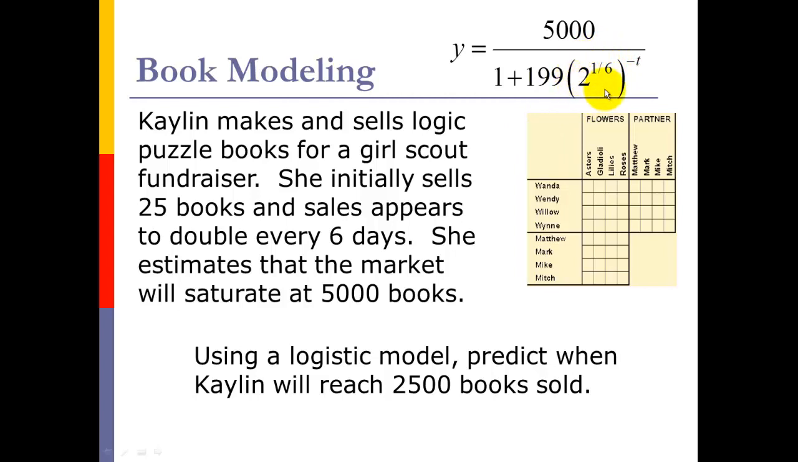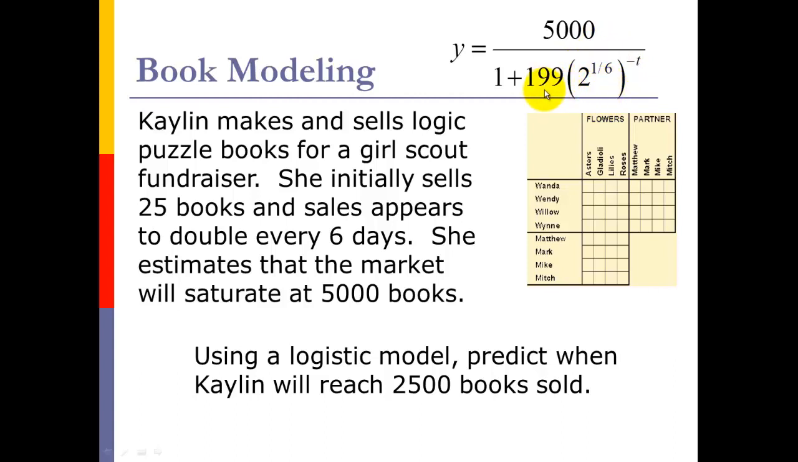Because the logistic model very early on follows the exponential model until it starts curving down. So that doubling every 6 days is an exponential model. That's what happens initially, and that's what we see in our logistic model. So that's where that 2 to the 1/6 is coming from.